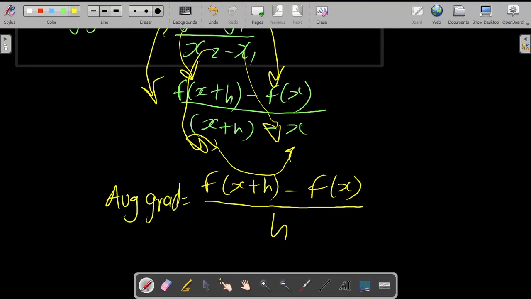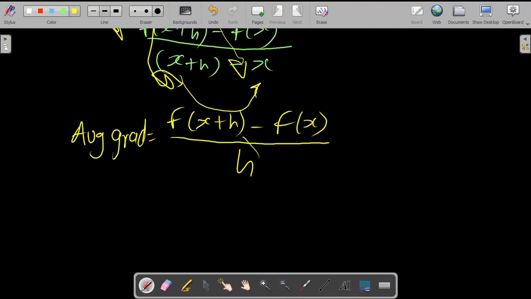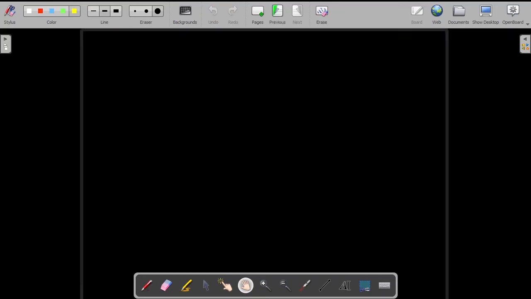And to show this, I'm just going to do an example. And this h is basically the difference between the 2 points. So that is what that is. Now, doing an example to show how you'd apply this, or how it actually works.